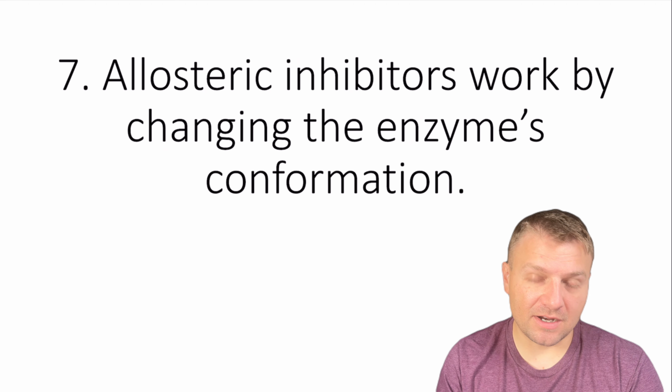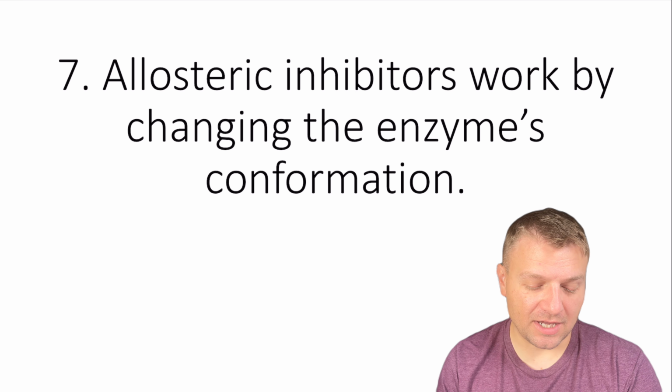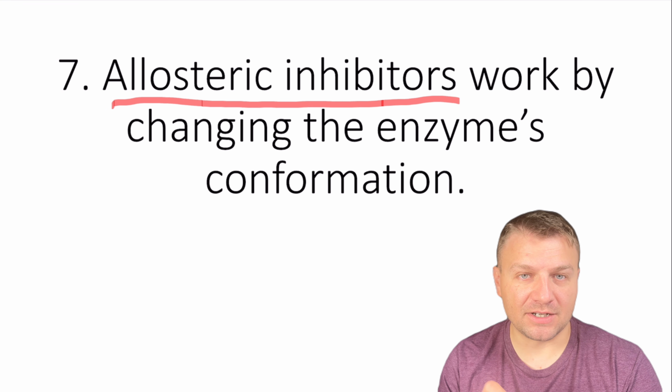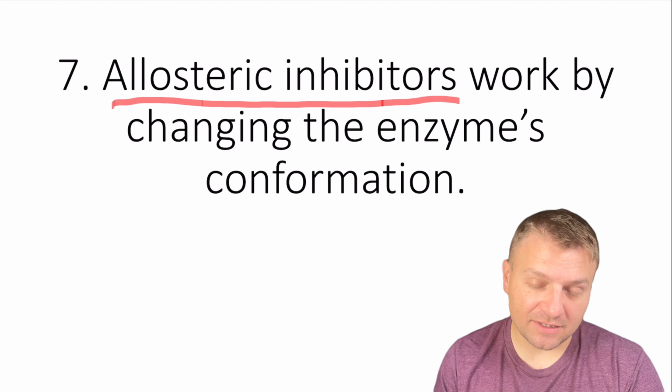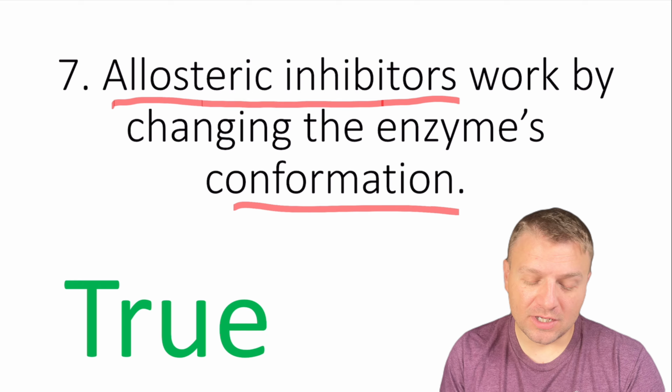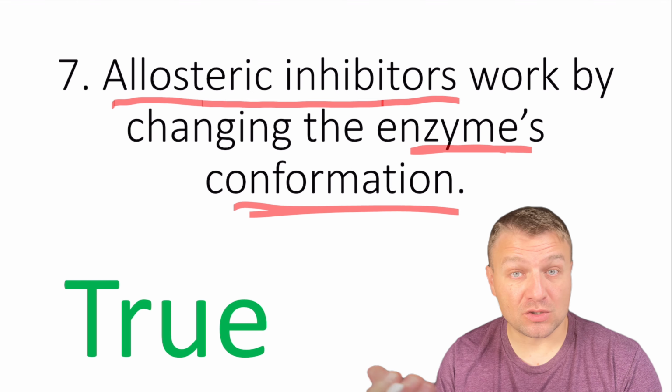Number seven, allosteric inhibitors work by changing the enzyme's conformation. We talked about this. Remember, these allosteric inhibitors bind to a location away from the active site, and it changes the shape of that active site. So this one is true since it's changing the enzyme's conformation or shape.